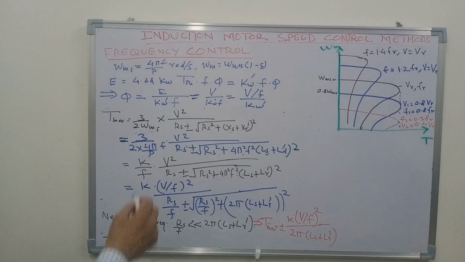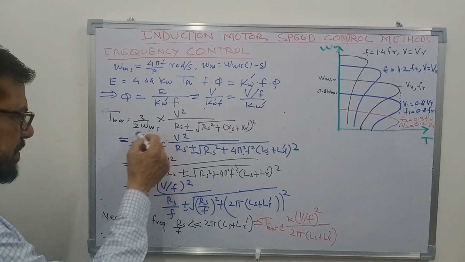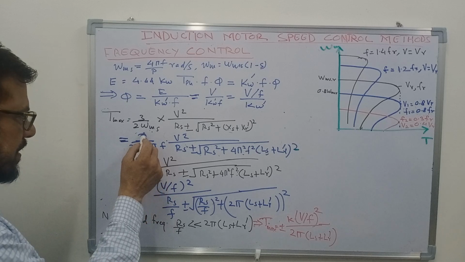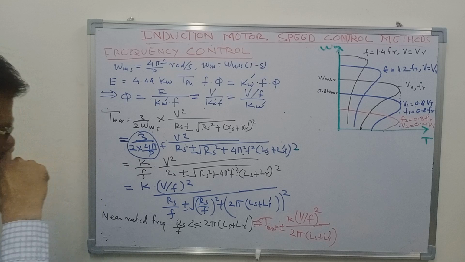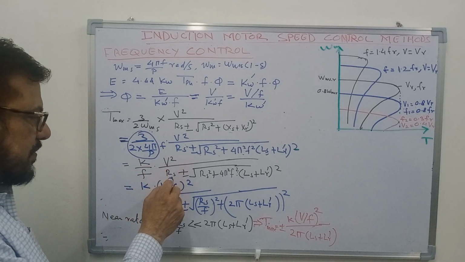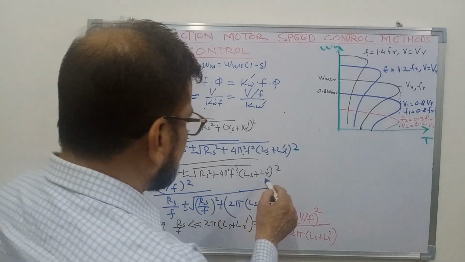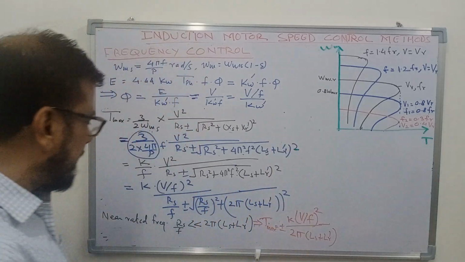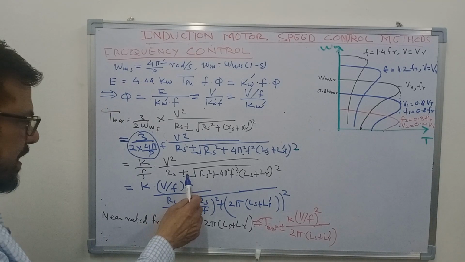So now this is a constant, 3 upon 2 into 4 pi upon p. Let us give it a name. This constant I have taken as k. So it will be simpler now. K upon f, V square upon Rs plus minus square root of Rs square plus 4 pi f square (Ls plus Lr dash) square. Now here you just divide it by f square.